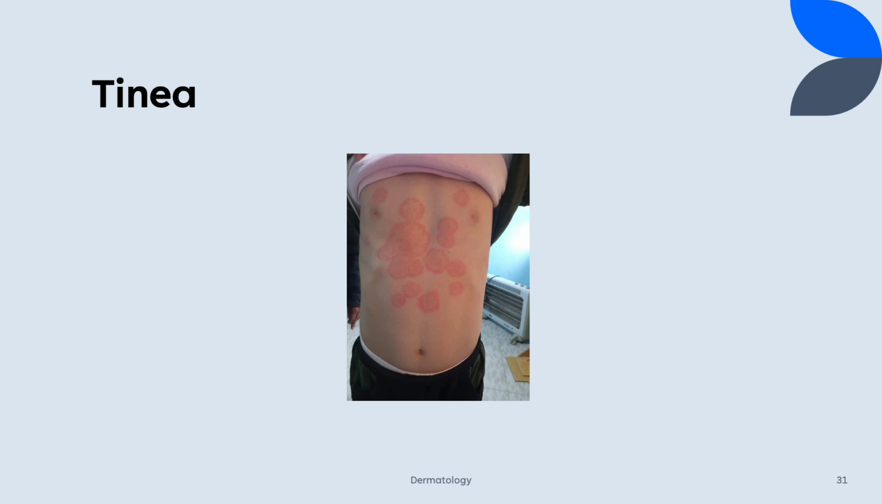Common types of tinea include tinea corporis, which affects the body, otherwise known as ringworm, tinea pedis, known as athlete's foot, and tinea capitis, affecting the scalp. For treatment and management, it is typically treated with antifungal medications, which can either be topical or systemic, depending on the severity of the infection. Additionally, prevention strategies include maintaining good hygiene, keeping skin dry, and avoiding contaminated surfaces.